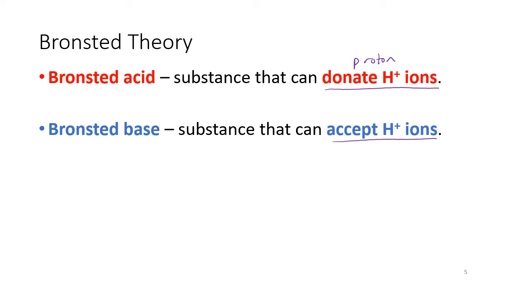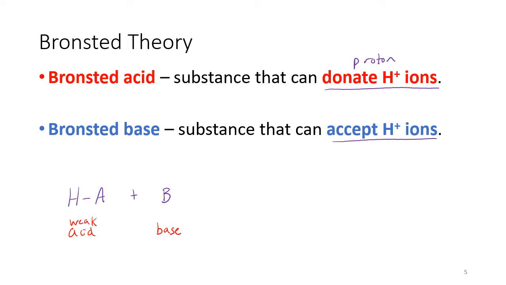An Arrhenius base had to produce hydroxide ions. A Bronsted base doesn't have to produce hydroxide ions. It just has to be able to accept protons or hydrogen ions. So for example, if we were to consider some weak acid, and we'll call it HA, and we reacted it with a base. So we have an acid-base reaction here, where HA is our weak acid and B is our base.